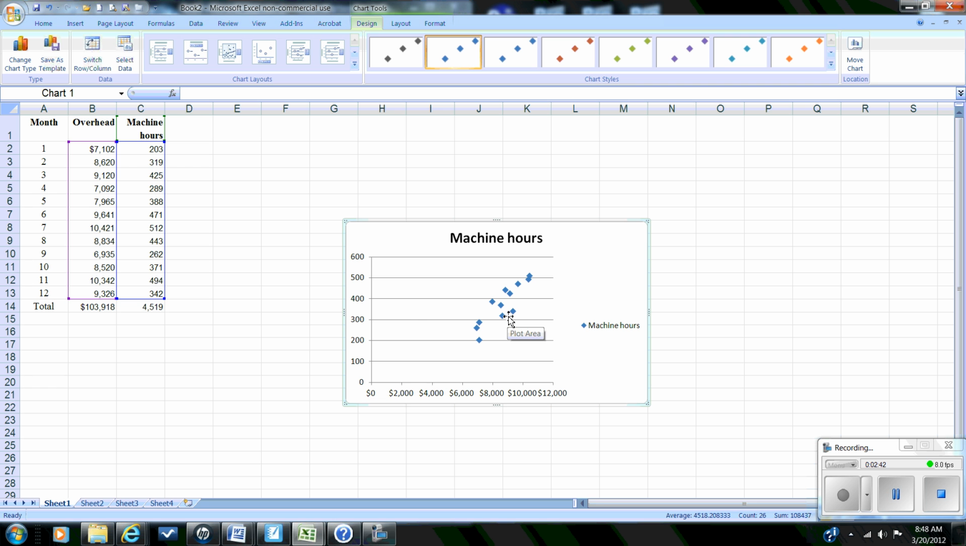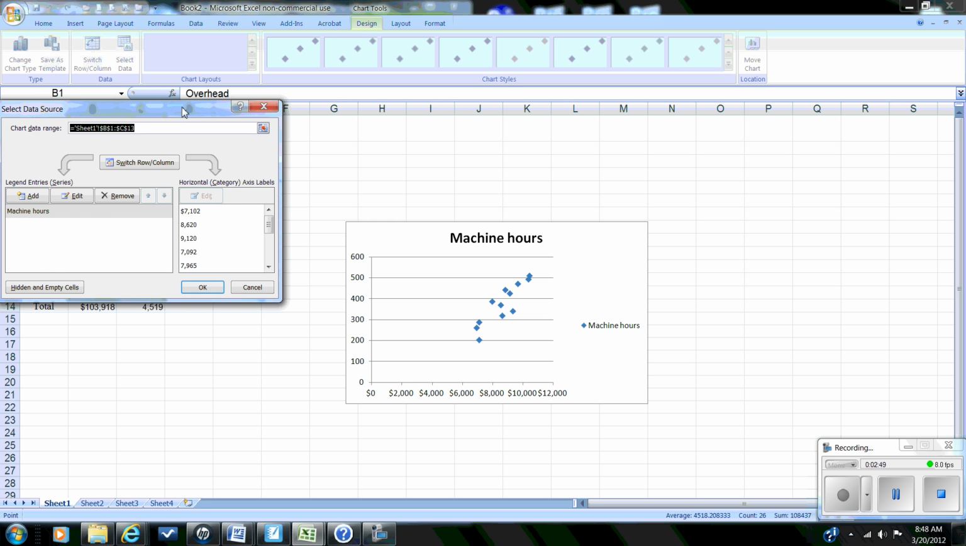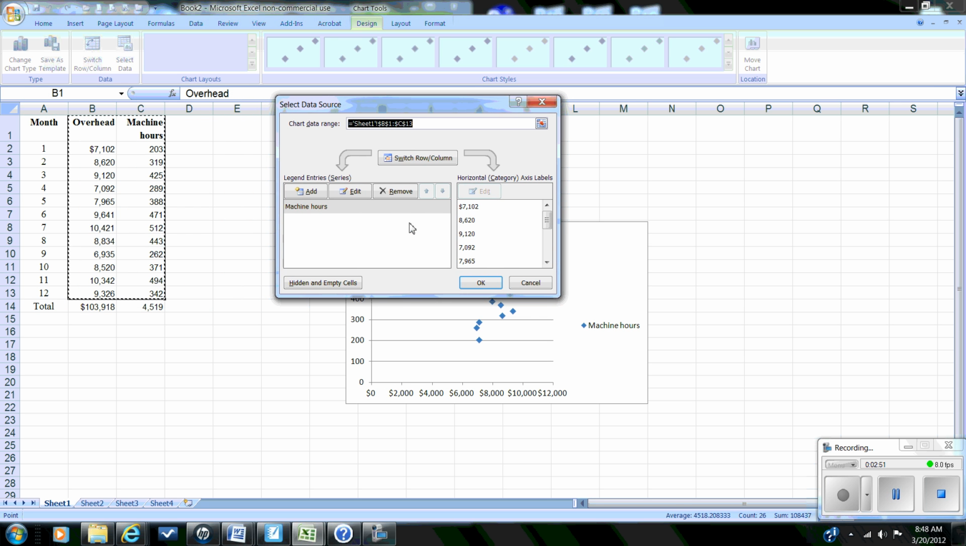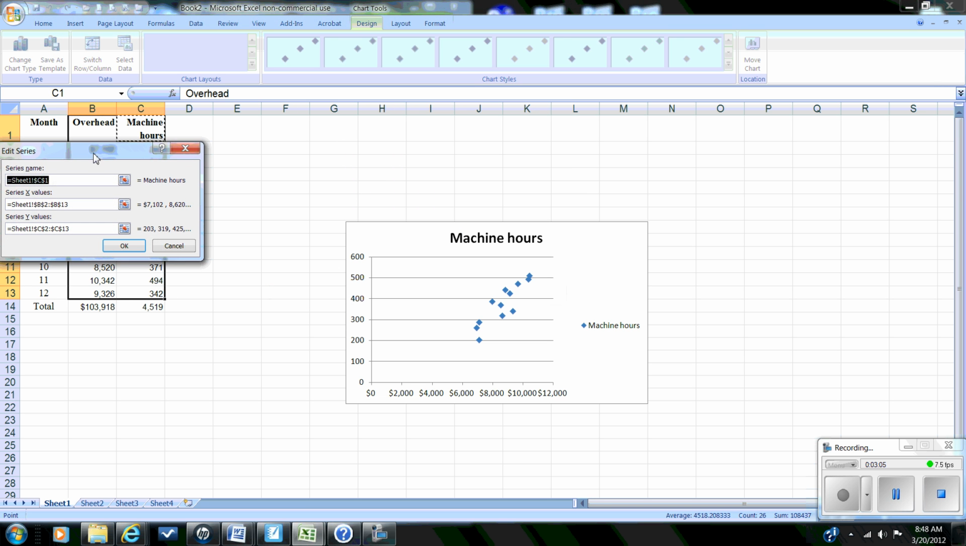Now Excel is guessing at what we want, and actually we want to reverse this. So let's click on our chart and go over to select data, and we want to edit the data lines. Right now it's showing the overhead as the x-axis and the machine hours as the y, and we want to switch them. So we're going to hit edit.